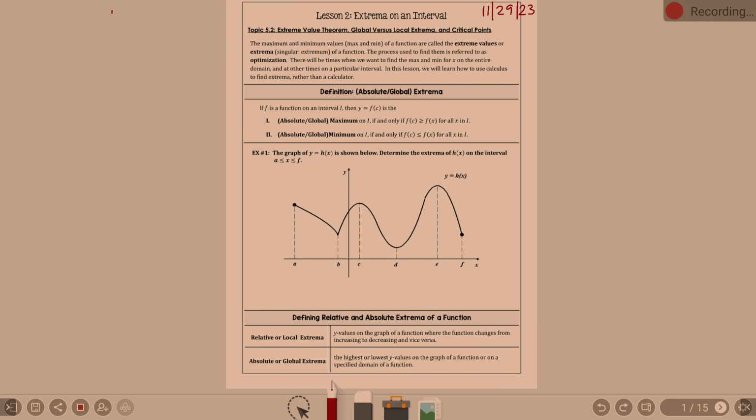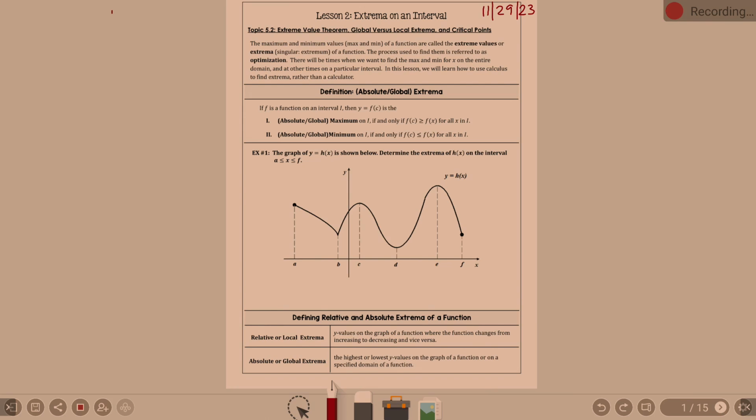I don't use that vocabulary word a lot, but if you're being asked to optimize, you're looking for your extrema, your mins and maxes. There'll be times when we want to find the min and max for an entire domain or just on a particular interval. So we're going to learn how to use calculus to find the extrema instead of just a calculator. You can always graph something in your calculator, go to second calc and do your min and your max, right? But on the non-calculator portion of the test, how can I find my extrema?